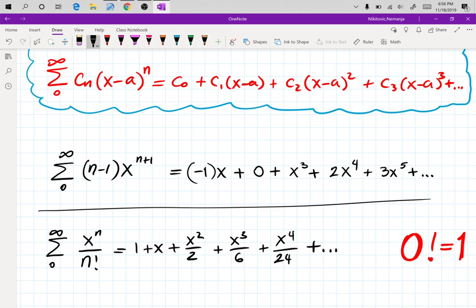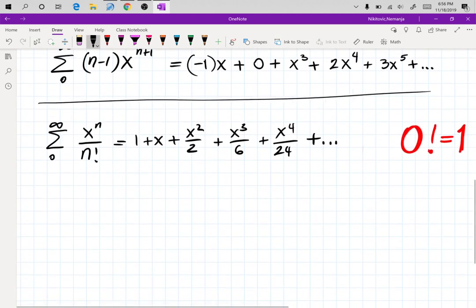When you have power series, you're going to have x to the n, or x to the n plus 1, x to the 2n, x to the something, right? It has to be x to the n of some sort, and then this coefficient in front can be something else.